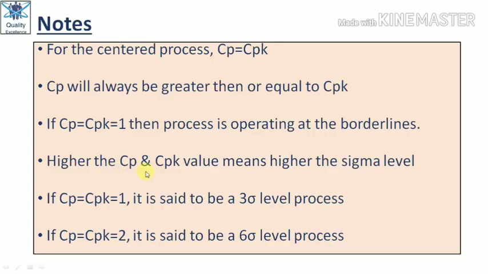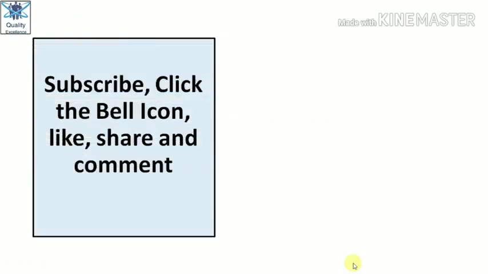And higher the CP and CPK value means higher the sigma level. If CP is equal to CPK is equal to 1, then it is said to be a 3 sigma level process. And if CP is equal to CPK is equal to 2, it is said to be a 6 sigma level process. Friends, I hope it is clear now what is CP and CPK and how to calculate CP and CPK, as well as how to interpret CP and CPK.